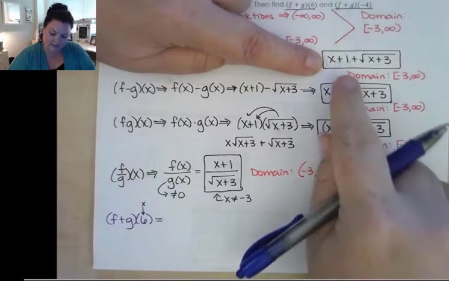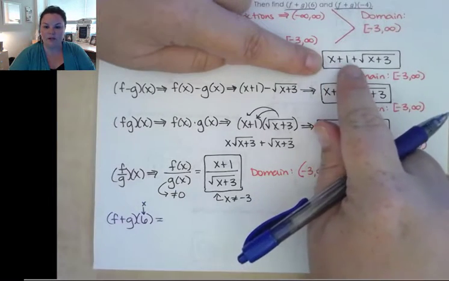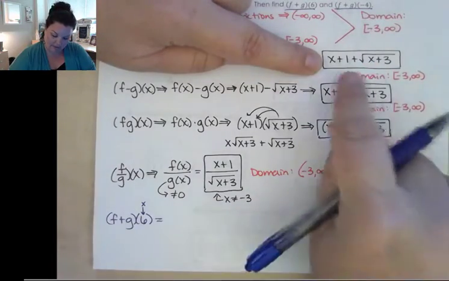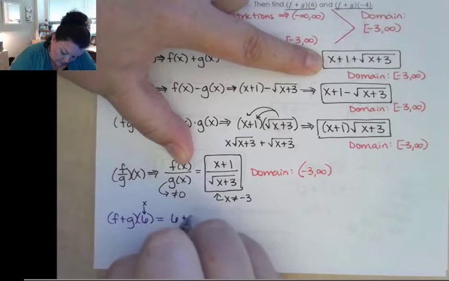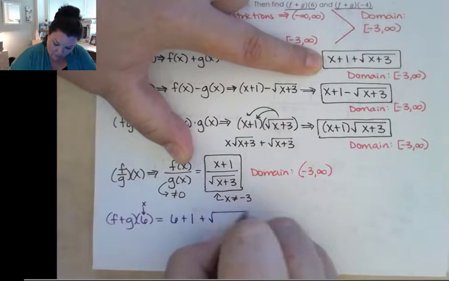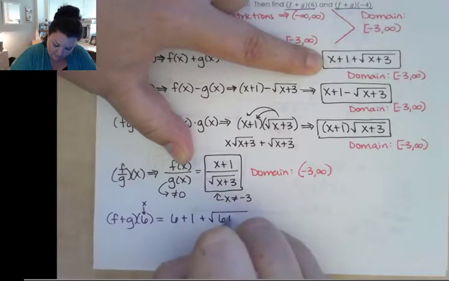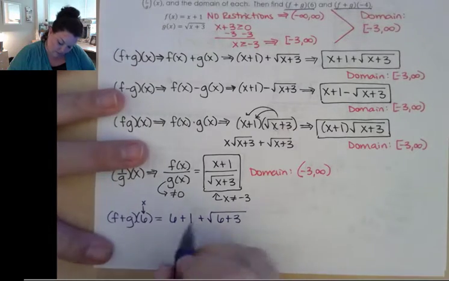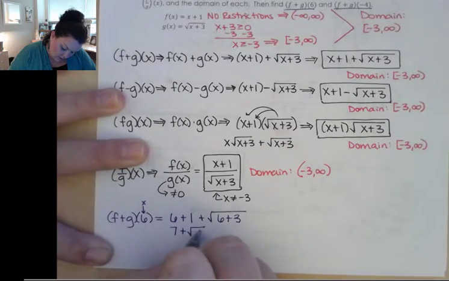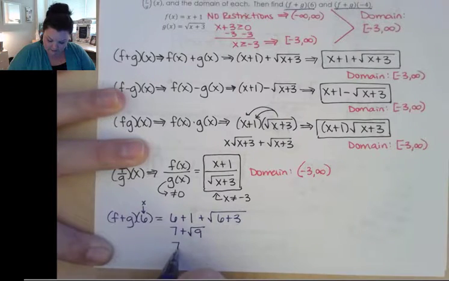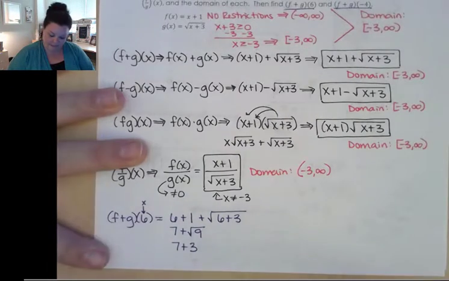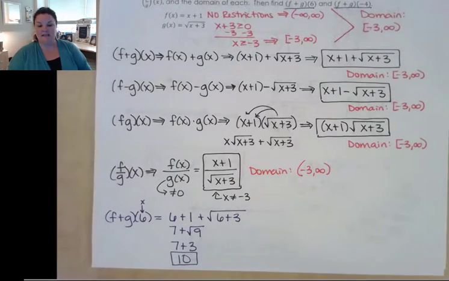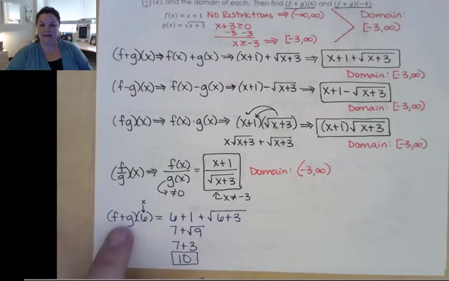So what my sum function says is that I'm going to do my input plus 1 plus the square root of my input plus 3. So my input, which here is 6, plus 1 plus the square root of my input, which is 6 plus 3. Right? And now I just need to simplify. So 6 plus 1 gives me 7 plus the square root of 9, which is 3, and then 7 plus 3 is 10. So that is the answer when I plug 6 into my sum function.